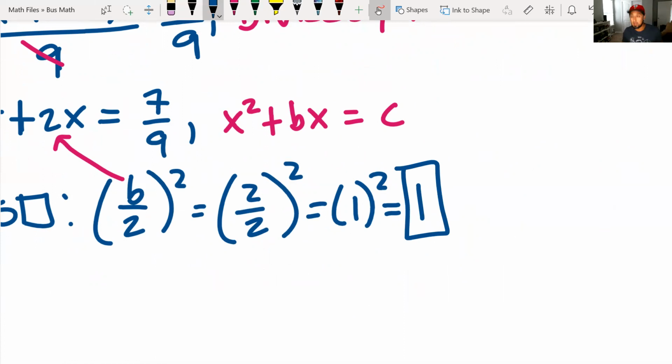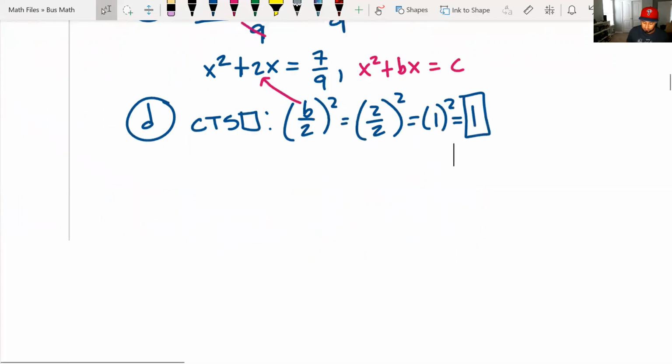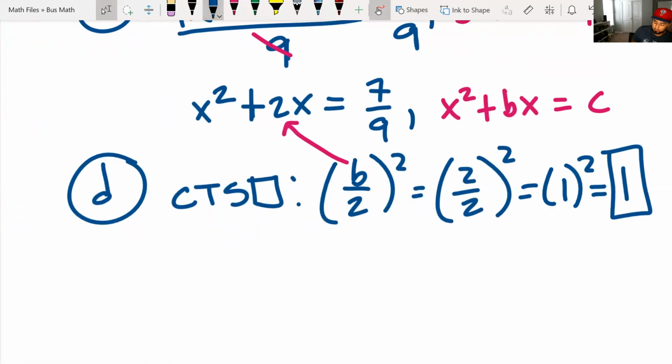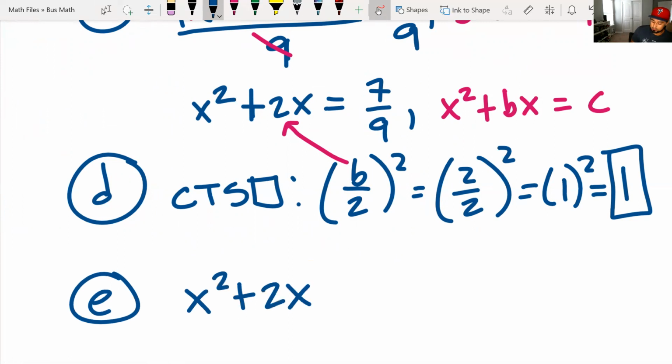Okay, and now we're going to take that 1 and add it to both sides. So E, x squared plus 2x plus 1 equal to 7/9 plus 1.